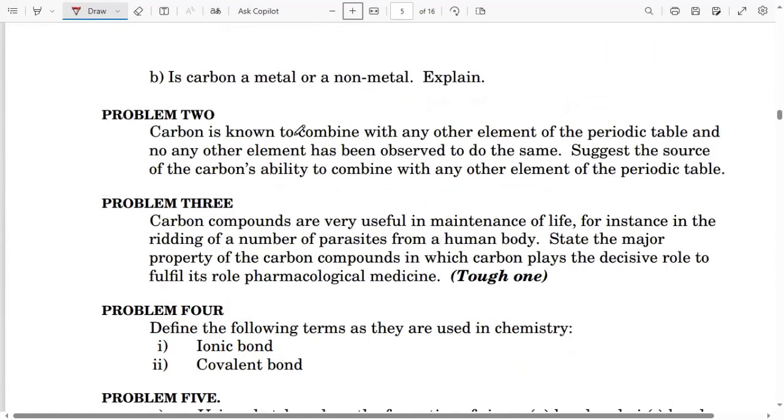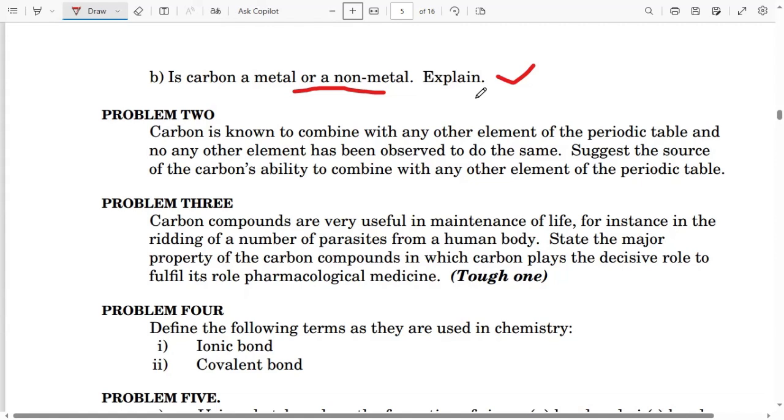Okay, and then number 1B, they're saying, is carbon a metal or is it a non-metal? And then they are saying explain. So I'm posing this question to you guys. Anyone who can try? Is carbon a metal or a non-metal? And then you also give us a reason why you are saying that. Hello? Is carbon a metal or a non-metal? Maybe first to give it a try. I would say it's both a metal and a non-metal because of its position in the periodic table and its ability to combine with both the metal and non-metal.